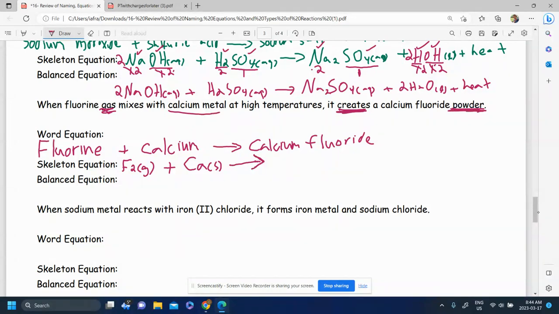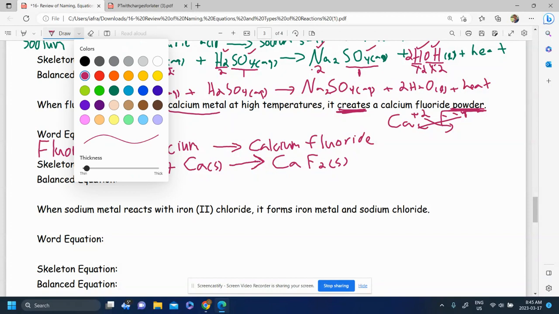To find that, I just do the crisscross between calcium and fluorine, and these charges are just from your periodic table. Fluorine's -1, calcium's +2. We get CaF2 solid. And so that is our skeleton equation. Next, we'd have to go and balance the equation.